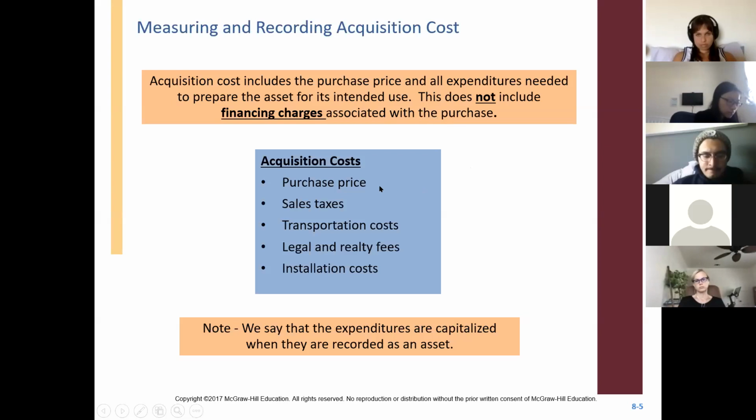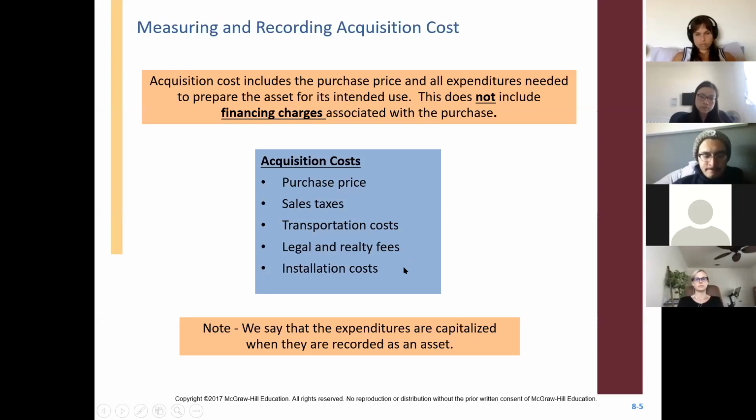Acquisition costs. We bought a machine from Boeing in this book at $78 million. We might have to pay a sales tax on that, which would become part of the cost of the item, right? Transportation cost. United Airlines hub is in Chicago. Boeing makes the planes in Los Angeles or Seattle. Getting that plane from Seattle to Chicago is part of the cost of the buyer. That goes into the asset.